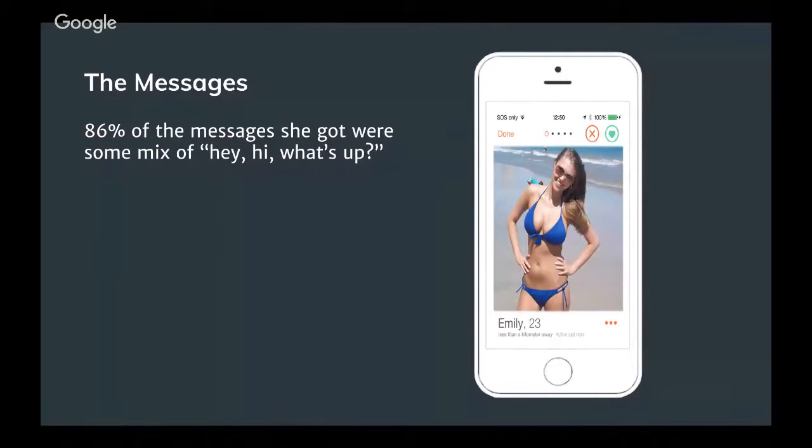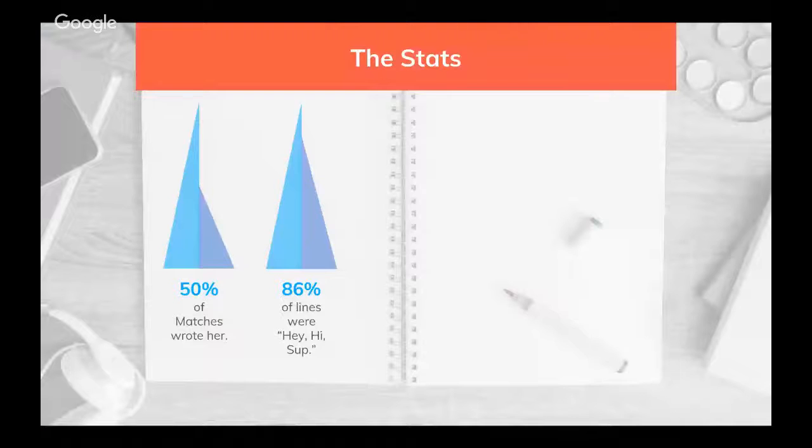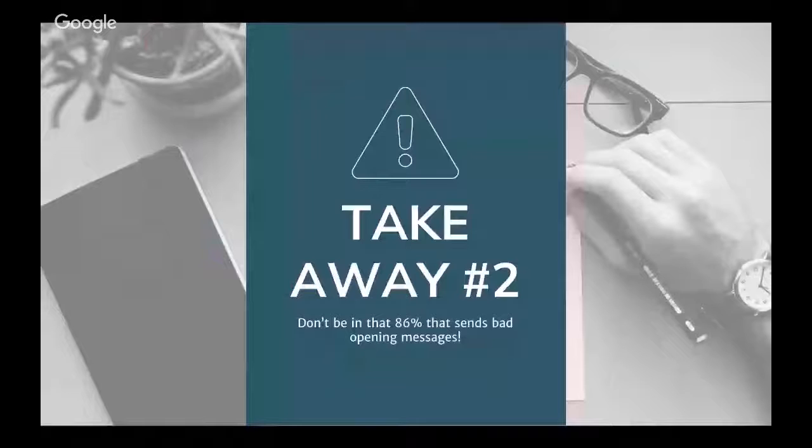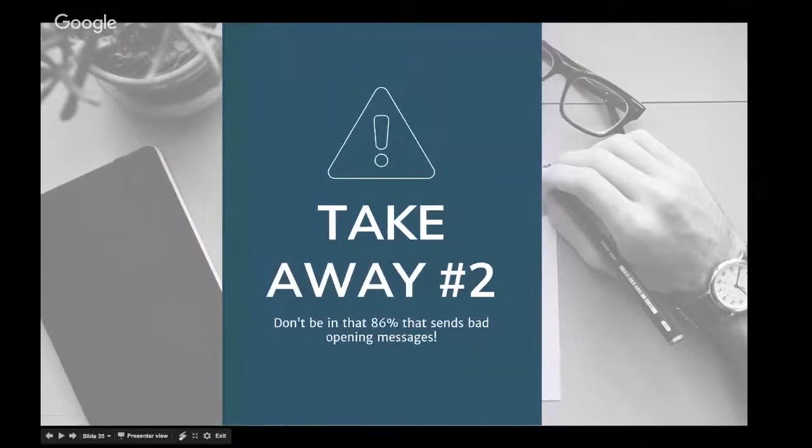86% of the messages were some mix of hey, hi, what's up? Yikes. So we'll go ahead and chart that. Things are not looking good for Emily, obviously. You can start to understand why girls don't respond to first messages and are usually so standoffish on Tinder. So takeaway two, don't be in that 86% that sends bad opening messages.